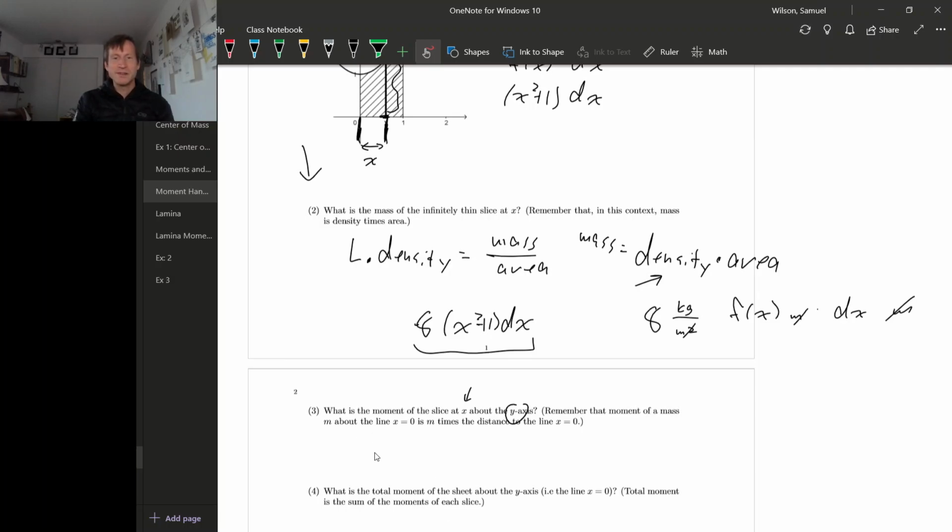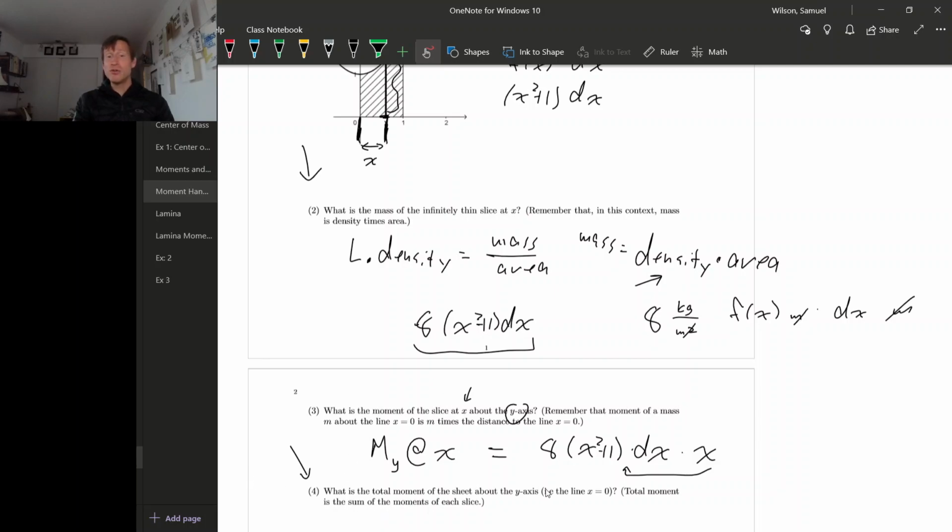So the moment about the y-axis for this slice at x is the mass, which is 8 times x squared plus 1 times dx, times this distance, which is just x. When we come to integrate, we'll move that x in there. All right, pause the video and try number 4.